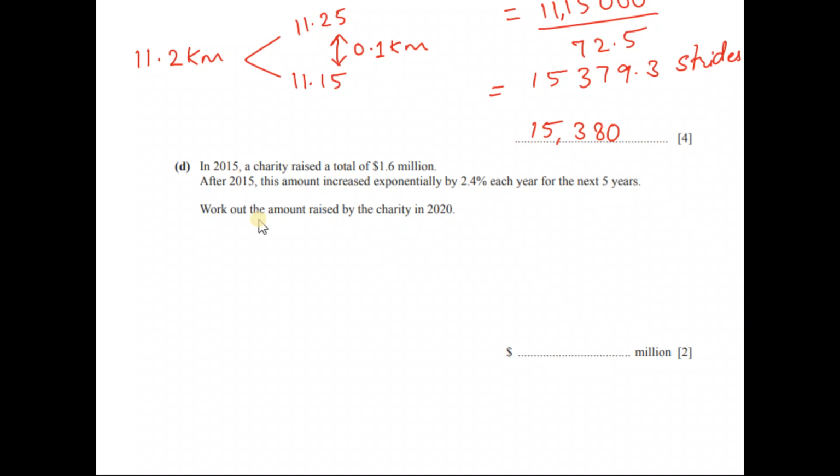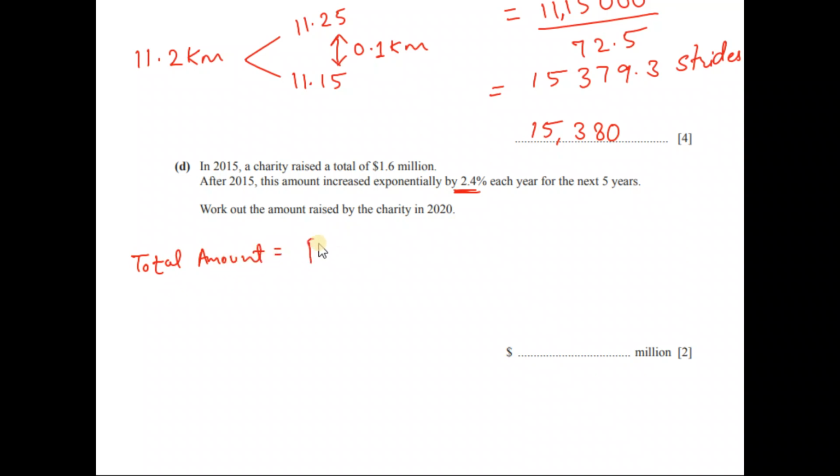Then the next question. This question is basically about exponential increase. In 2015, a charity raised a total of $1.6 million. After 2015, this amount increased exponentially by 2.4. Whenever you get exponential change, you will definitely have to work with the compound interest formula. So what do we have to do here? We have time, we have the rate of change, we have the principal amount. So we just need to use the formula.